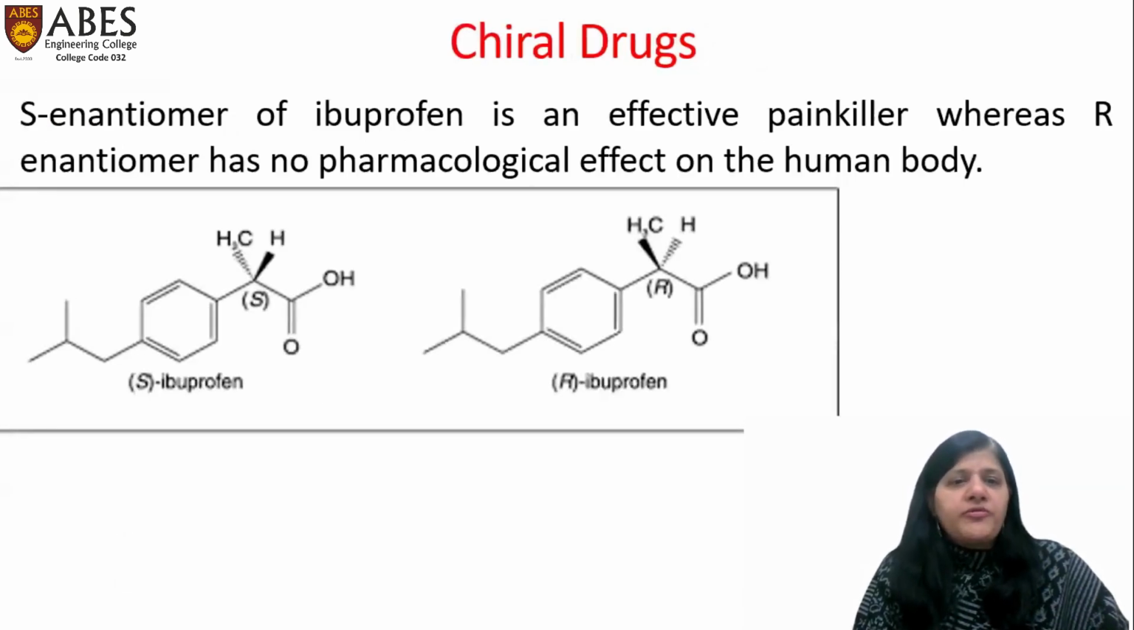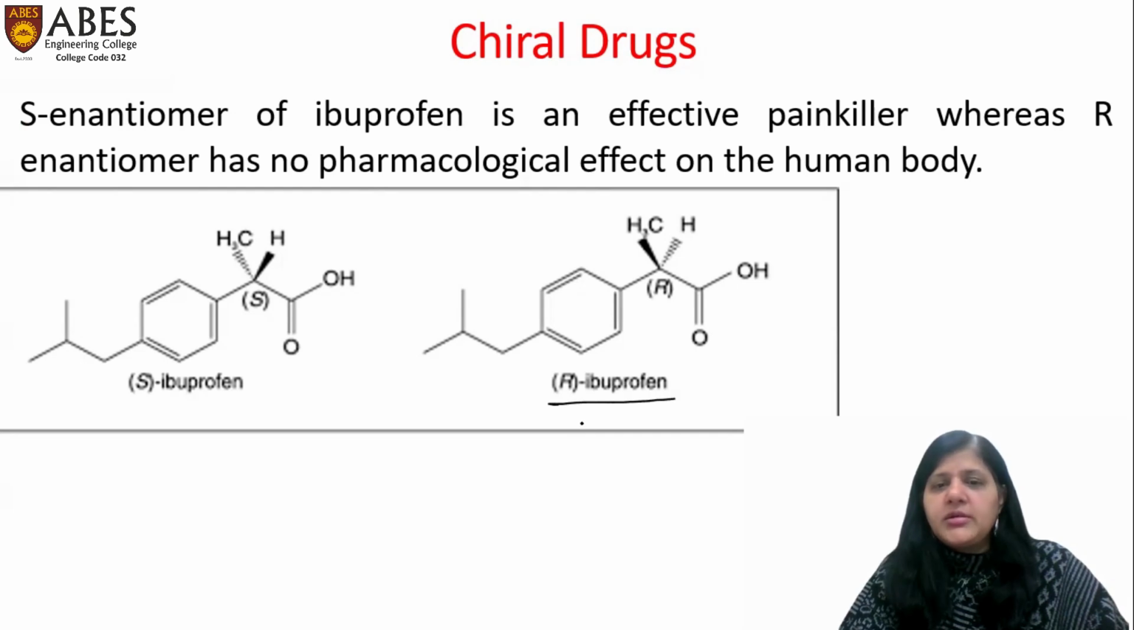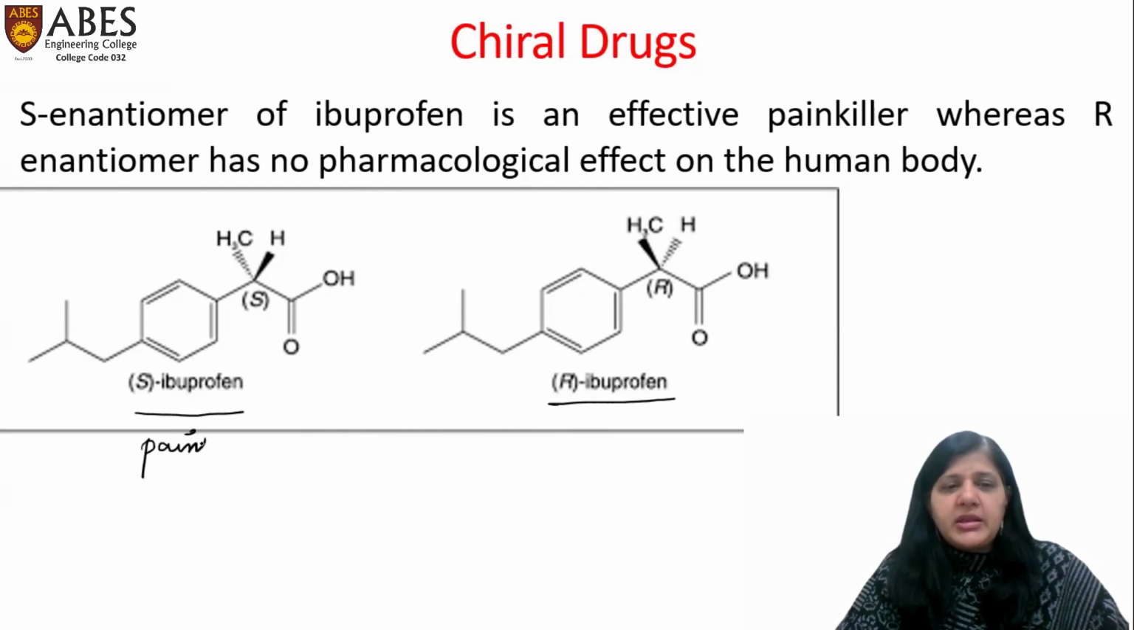Next is ibuprofen. Ibuprofen is a very common painkiller, which is used under the trade name Brufen. The S enantiomer of ibuprofen is an effective painkiller, whereas the R enantiomer has no pharmacological effect on the human body, neither a negative effect nor any positive effect, whereas the S enantiomer is used as an effective painkiller.